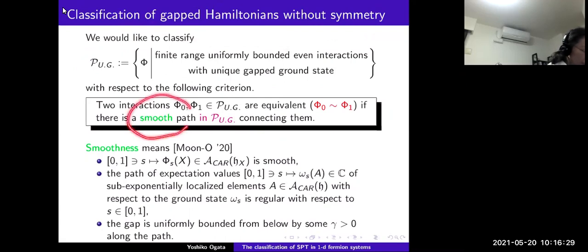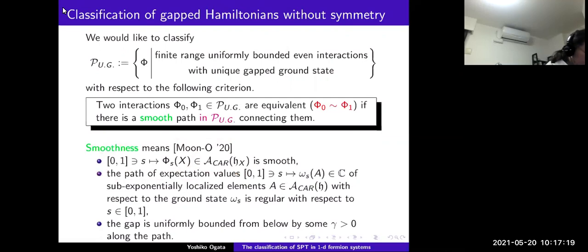Actually this smoothness is a bit technical, and it requires these three conditions. So just briefly, let me explain. Let's say this smooth path is parameterized by the interval [0,1]. Then if we fix some finite set X in Z, then for each X, we get some matrix valued function of s. And the first requirement is this matrix valued function should be smooth.